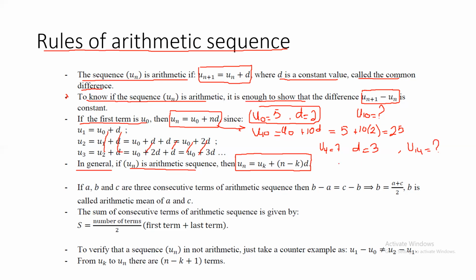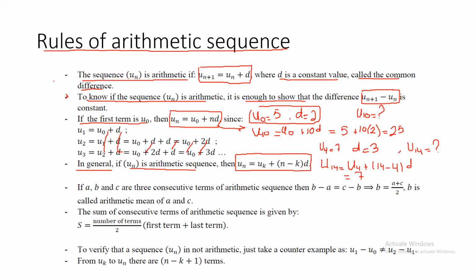So u_14 equals, instead of u_0, we put u_4, plus 14d minus 4d. u_4 is 7. Why minus 4? n minus k. The rule is n minus k here. You see? This is the rule.